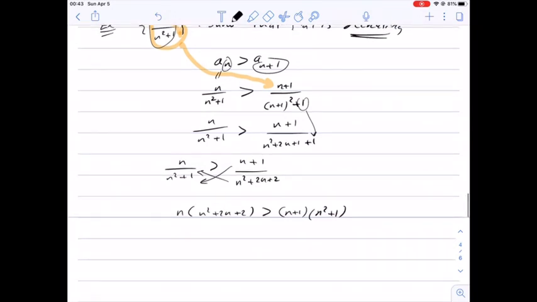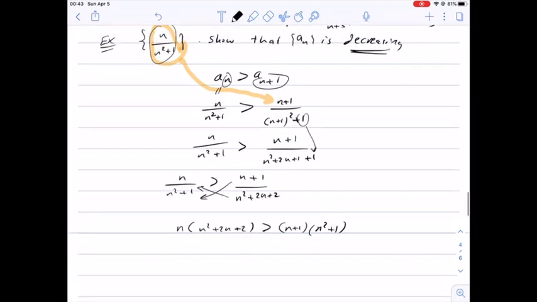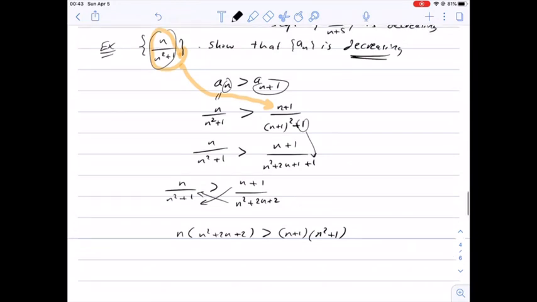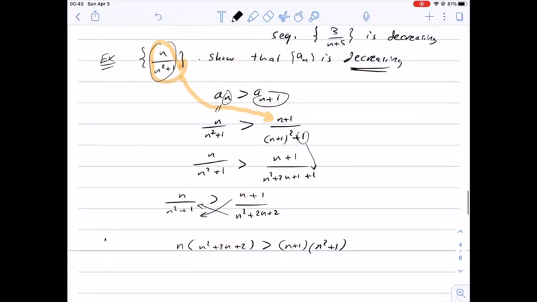Now to make sure that our answer is correct, we can substitute some values and see if the inequality is satisfied. So let's try n equals 1. If we substitute n equals 1 here, we have 1 times (1 plus 2 plus 2). This is 5 in the left hand side, and here if we substitute 1, we get 2 times 2, that's 4. So 5 is greater than 4.